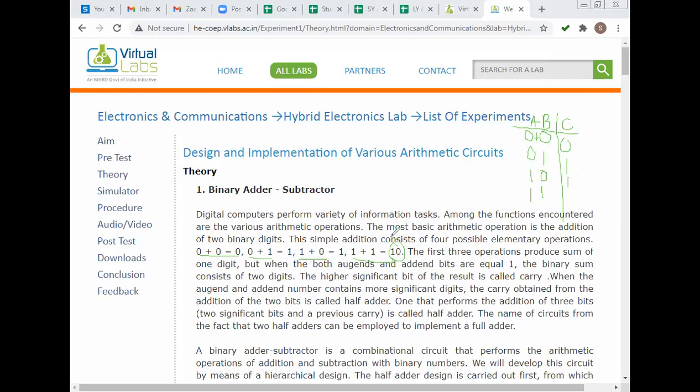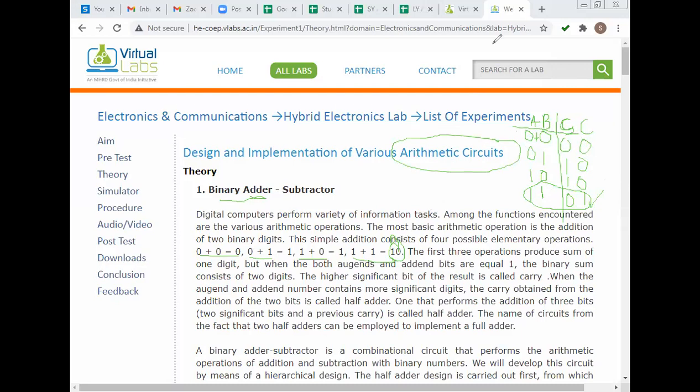10. That is 0 and carry 1. The answer is 0 with carry 1. This is the sum S, and with carry 1. Here carry is 0, here carry is 0, here also carry is 0. Only in this case, when both inputs are high, or both inputs are 1, then only carry is 1. Okay, everyone got it? What is meant by adder, binary adder or arithmetic circuits?